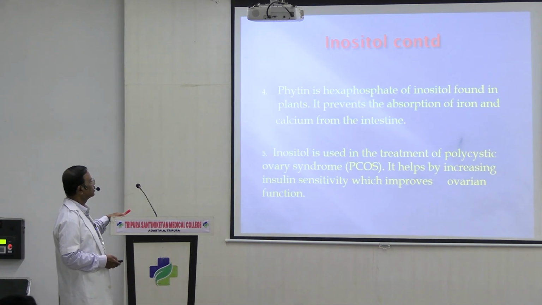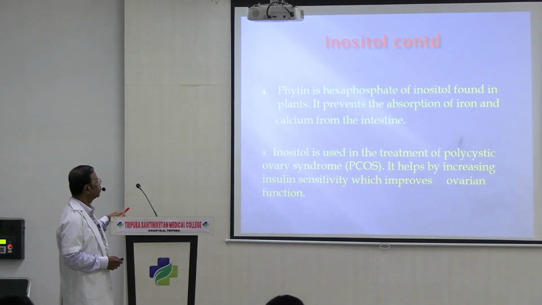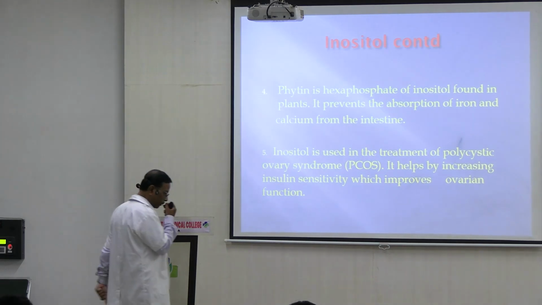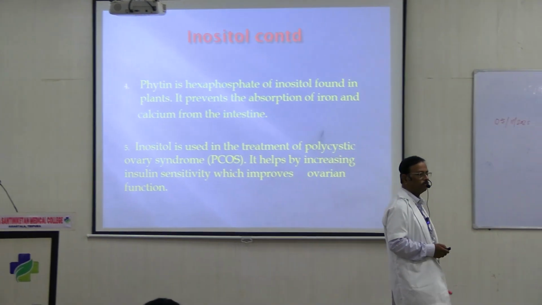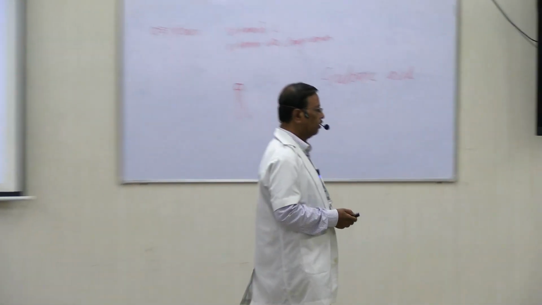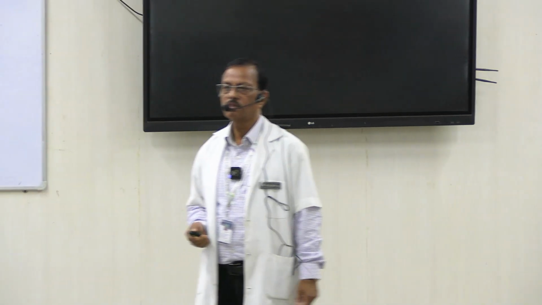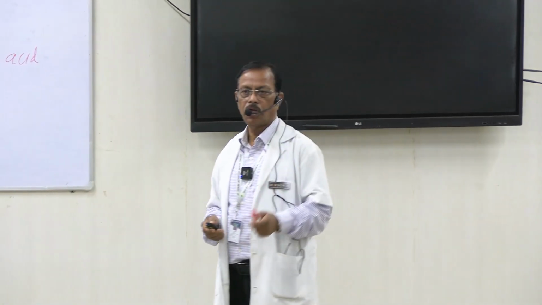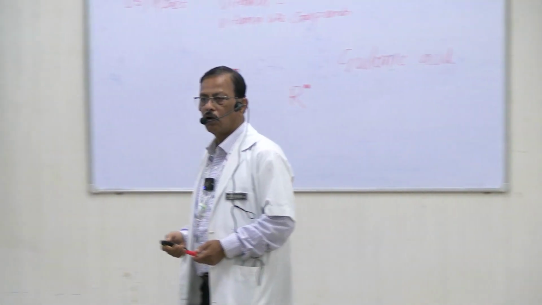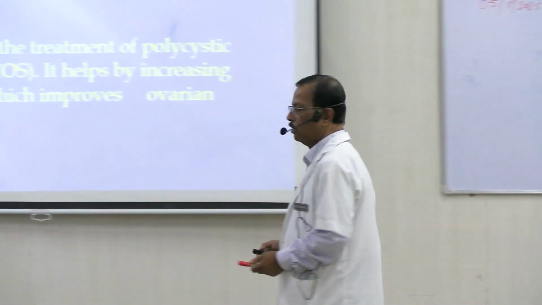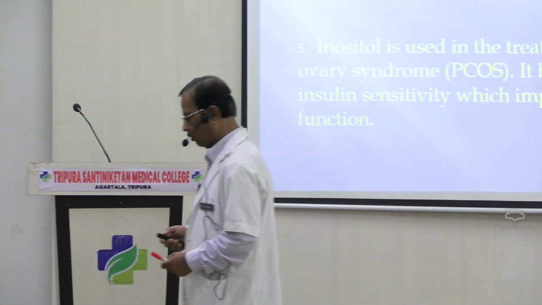Phytin is a hexaphosphate of inositol found in the plant. It prevents the absorption of iron and calcium from the intestine. Phytin, or phytic acid also, same thing. What happens? It binds with the calcium and forms an insoluble compound, calcium phytate or ferrous phytate, that retards the absorption of calcium or iron.